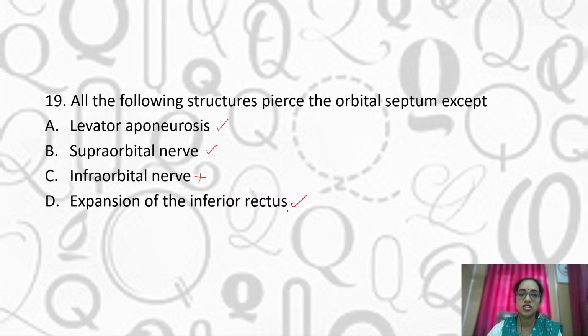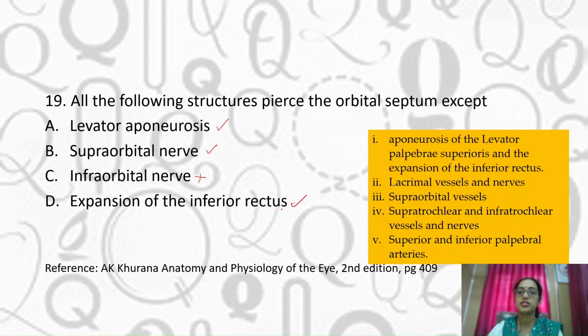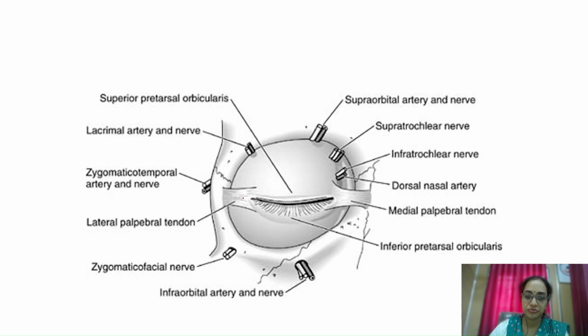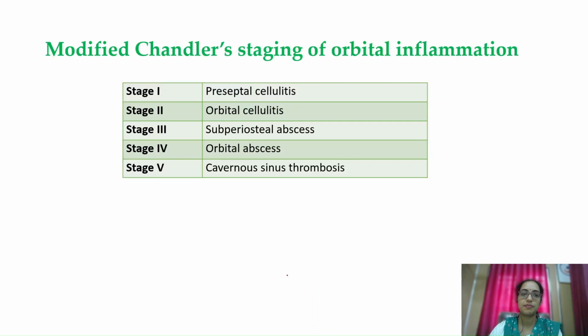So what are the structures that pierce through the orbital septum? We have the aponeurosis of the LPS and the inferior rectus, then the lacrimal vessels, supraorbital vessels, supratrochlear and infratrochlear vessels and nerves, and then superior and inferior palpebral arteries. So these are the structures that pierce the orbital septum. So here it's back for you to revise. So the infraorbital artery and the nerves do not pass through the orbital septum.